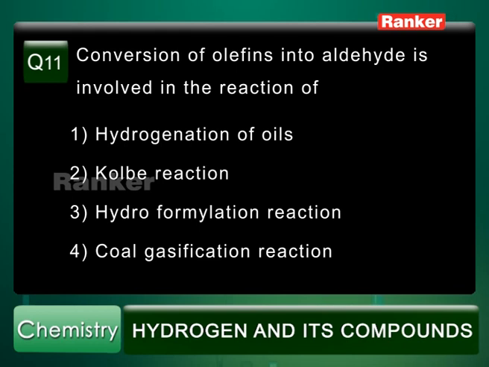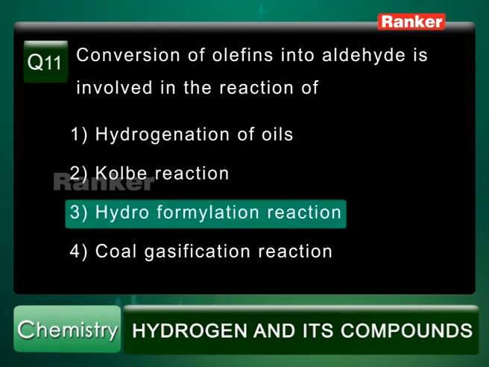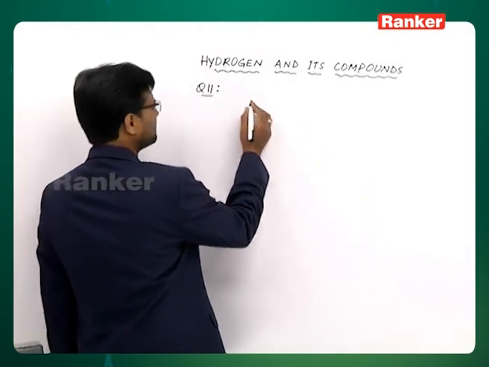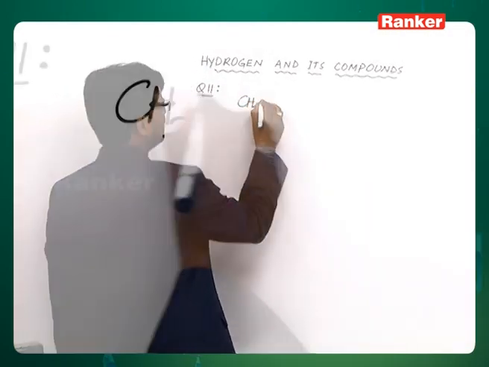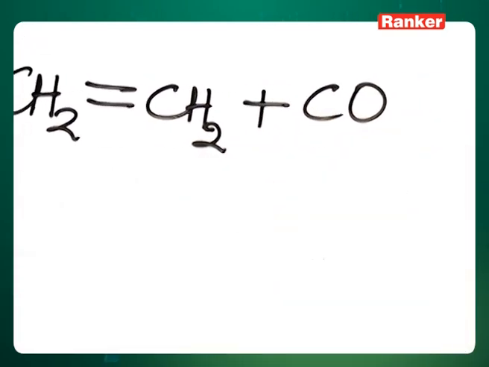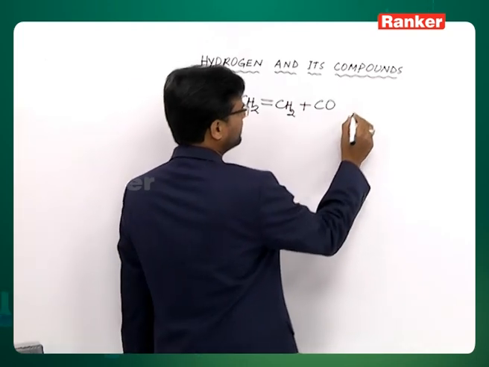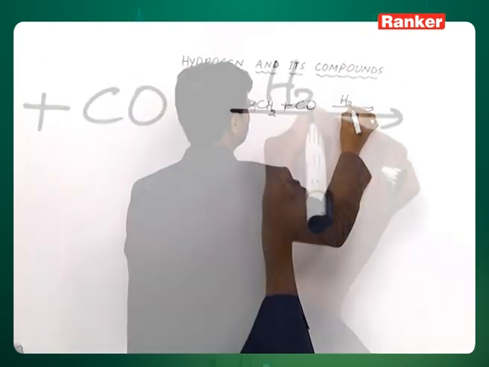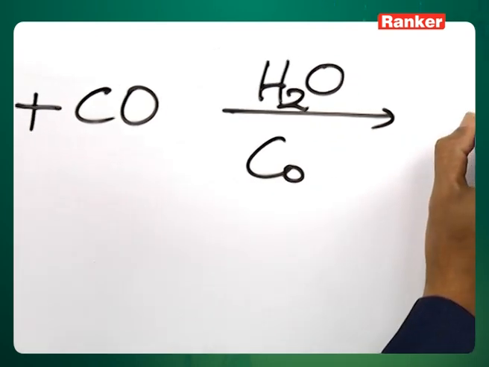Question number 11. Conversion of olefins into aldehyde is involved in the reaction of first option hydrogenation of oils, second option Kolbe reaction, third hydroformylation reaction, and fourth option is coal gasification reaction. The correct answer is hydroformylation. Look at the reaction. For example, ethene reacts with carbon monoxide, and this reaction takes place in presence of water, in presence of cobalt catalyst.